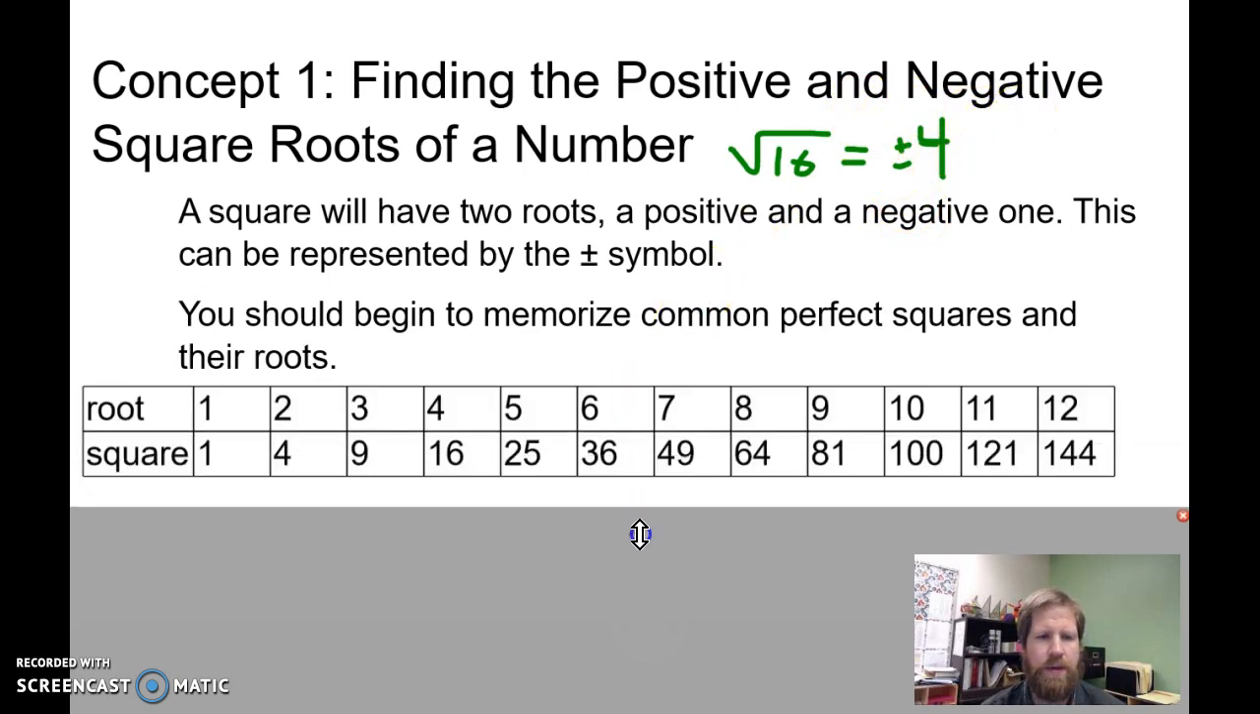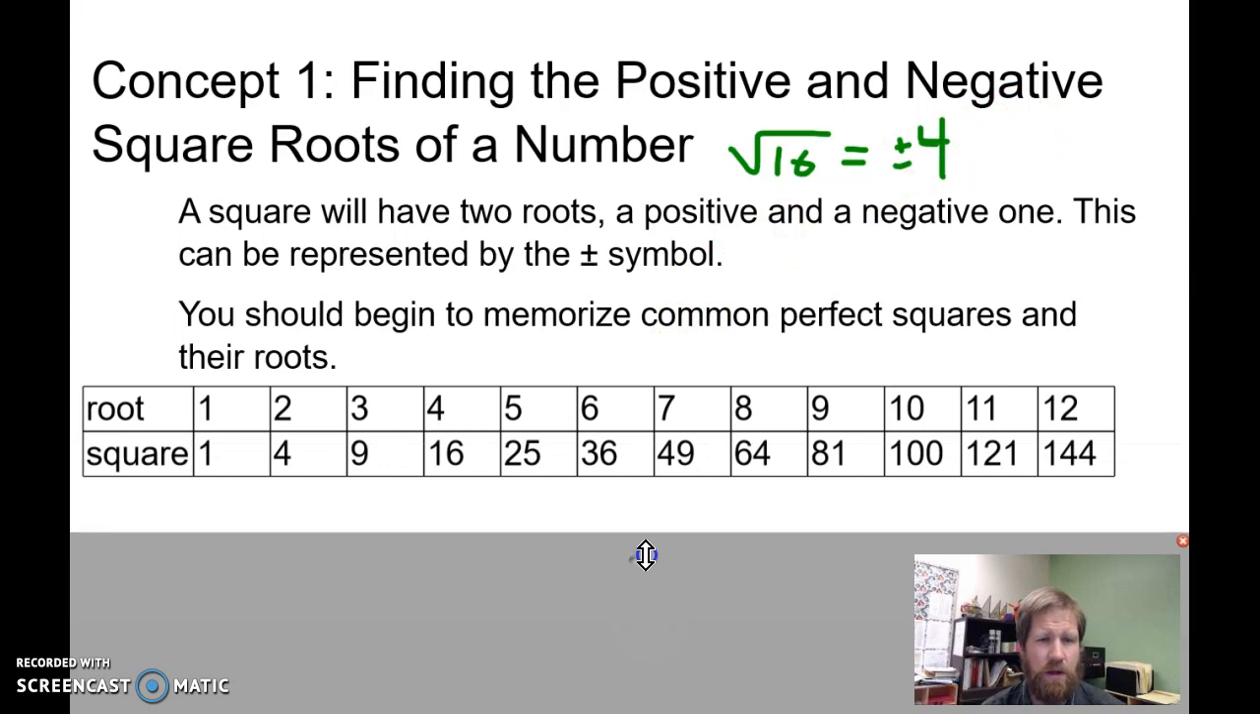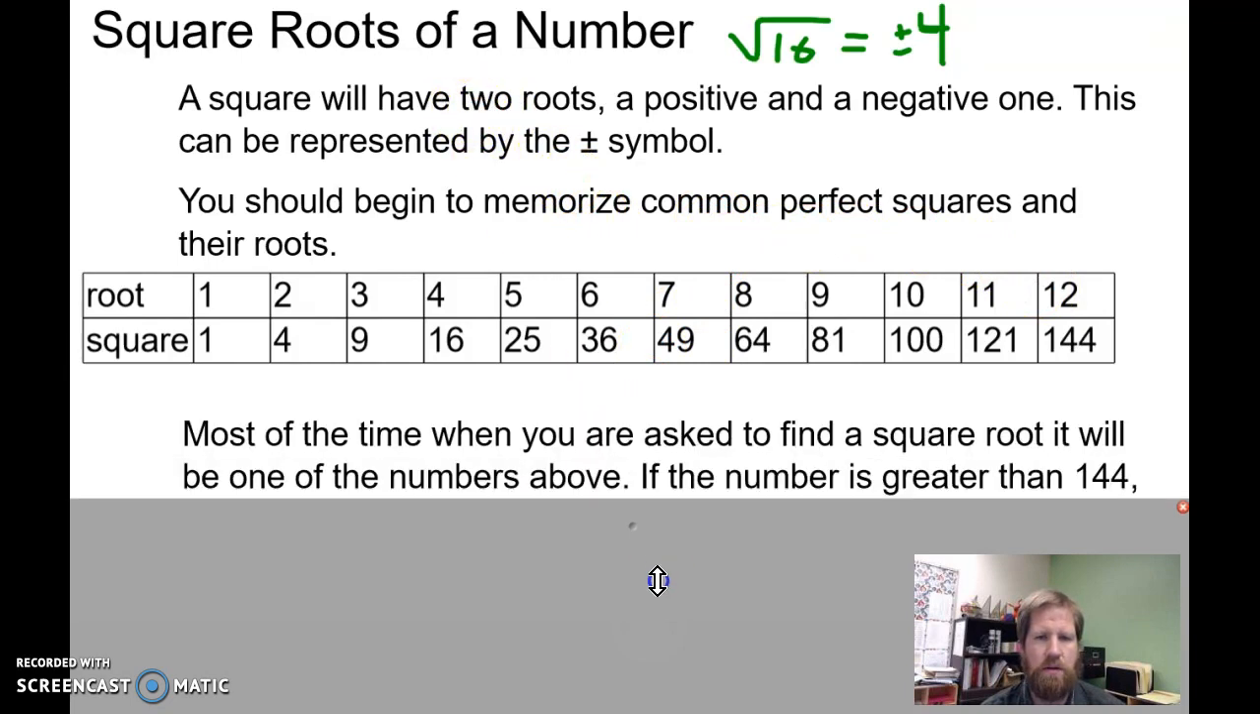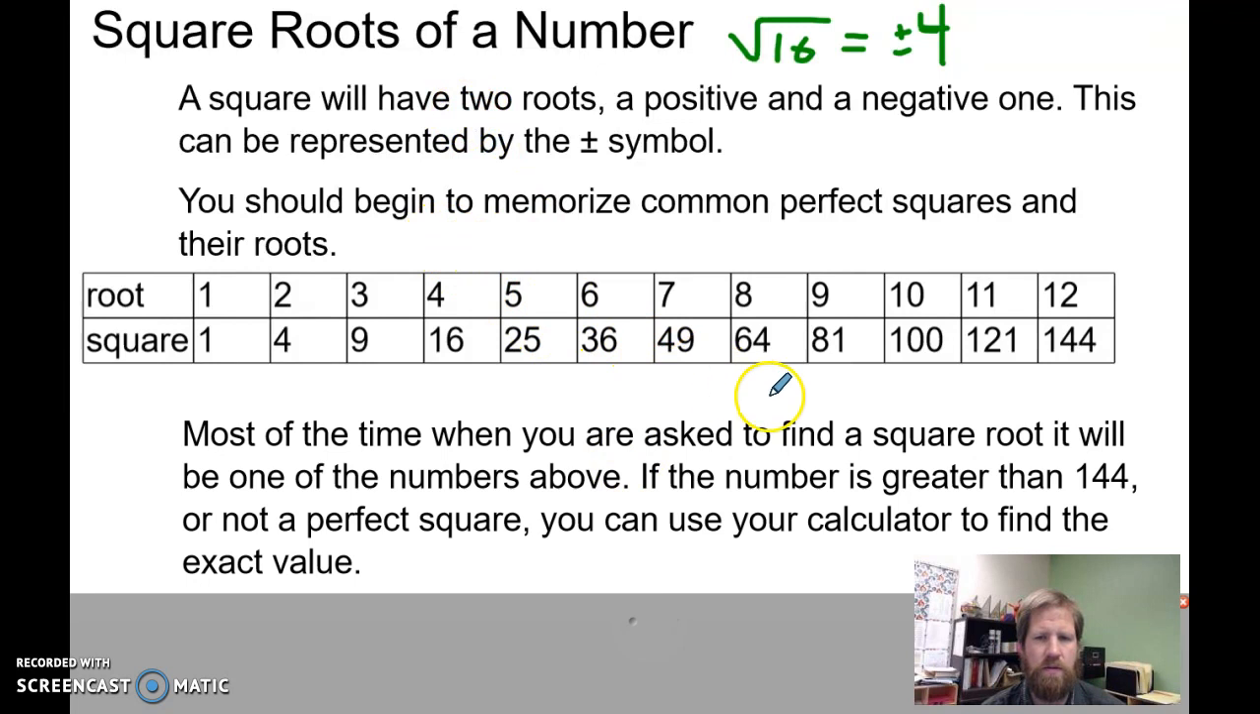You need to start memorizing the perfect squares for numbers from 1 to 12. These are all perfect squares because they have integer roots. If you were looking at a times table, it would be the diagonal column down the middle, where you have 1 times 1, 2 times 2, 3 times 3.